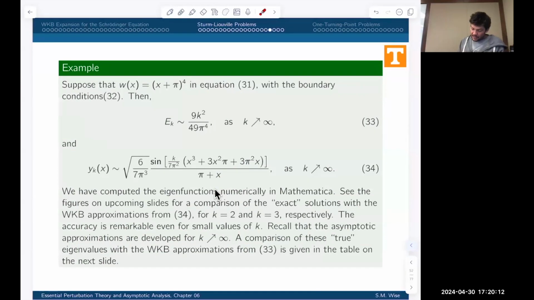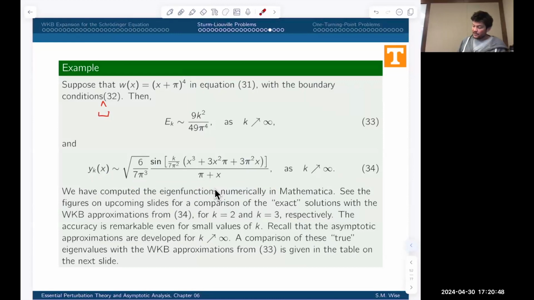So let's suppose that W is equal to this function, something a bit more non-trivial, with these boundary conditions. Then our method predicts that the eigenvalues are asymptotic to 9k squared over 49 pi to the 4th as k gets large. Remember, our approximation should only work as k gets large. And we approximate our eigenfunctions as this expression right here.